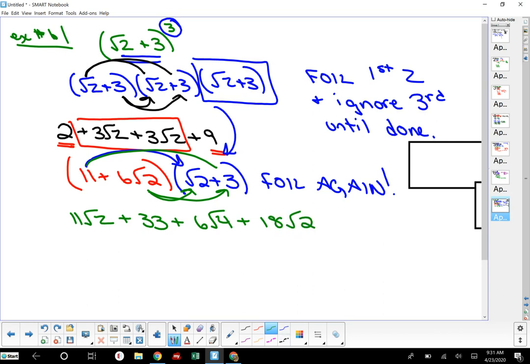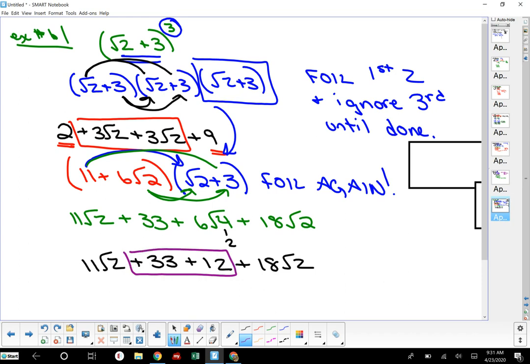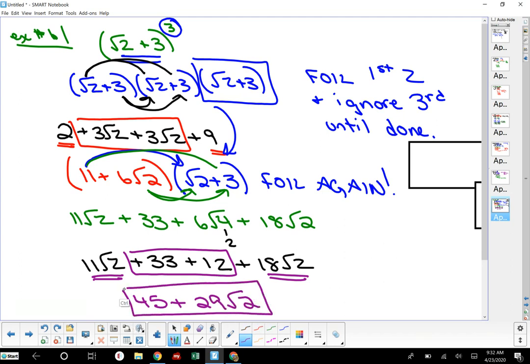Now simplify anything you can. The only thing we can do here is, this is a 6 times 2, so this is 11 rad 2 plus 33 plus 12 plus 18 rad 2. And now I can combine like terms. 33 and 12 give me a 45. And 11 rad 2 and 18 rad 2 give us a 29 radical 2. Those are your answers. Once you have two terms that are not like terms, you can't go any further.